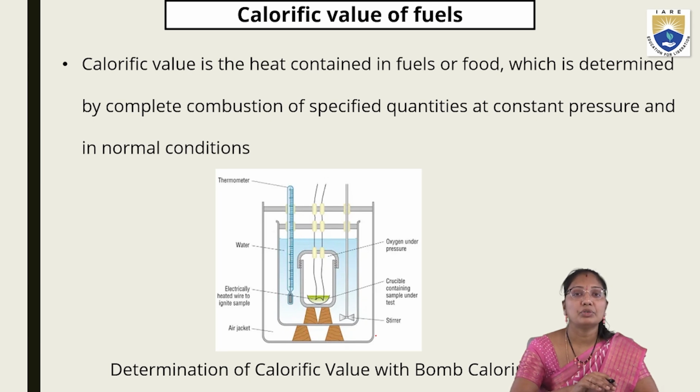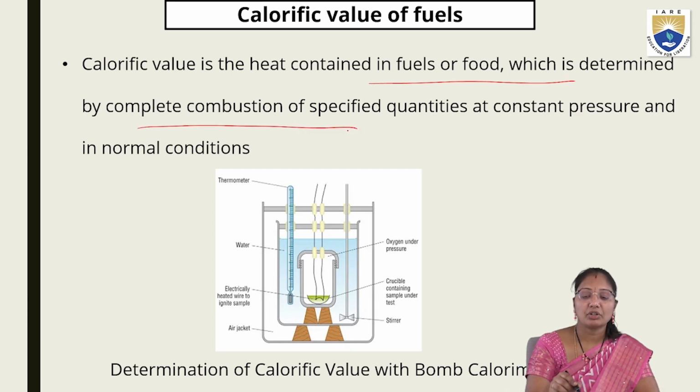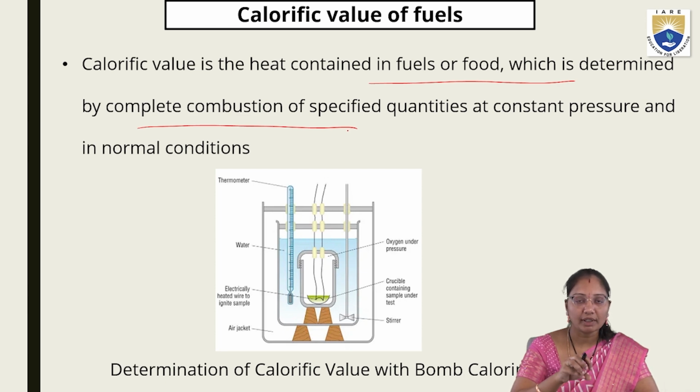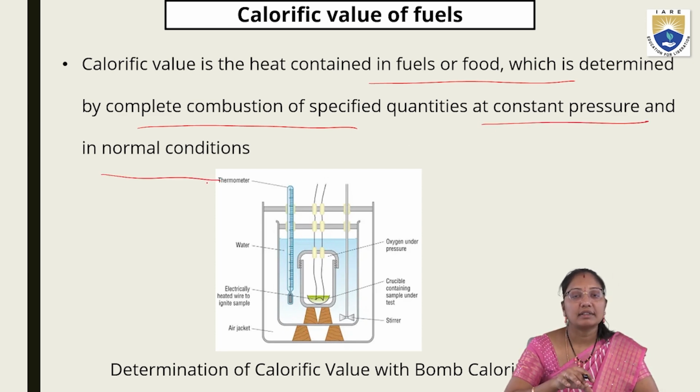The calorific value of the heat contained in a fuel is determined by using an apparatus called the bomb calorimeter. The complete combustion of a specific quantity of the fuel, at a specific temperature and a constant pressure under normal conditions, can be determined by using the bomb calorimeter. This is the bomb calorimeter, which is used to determine the calorific value of a fuel or a food.